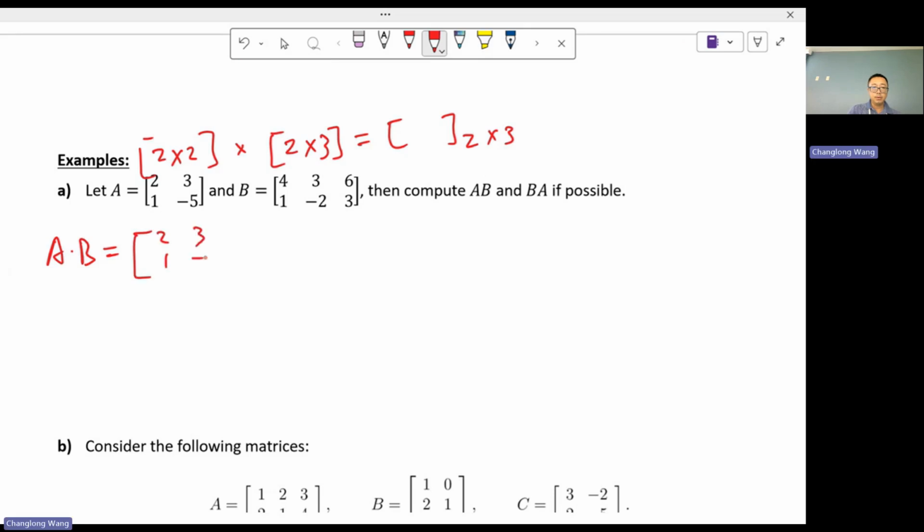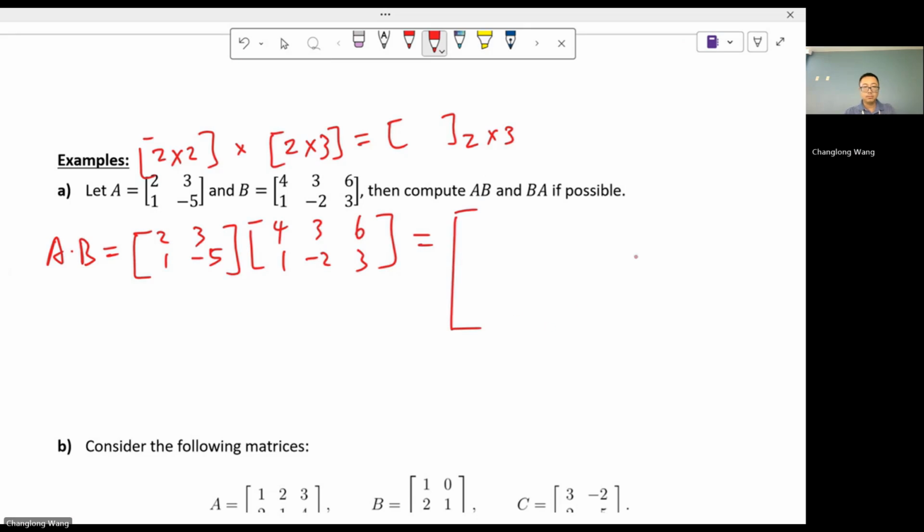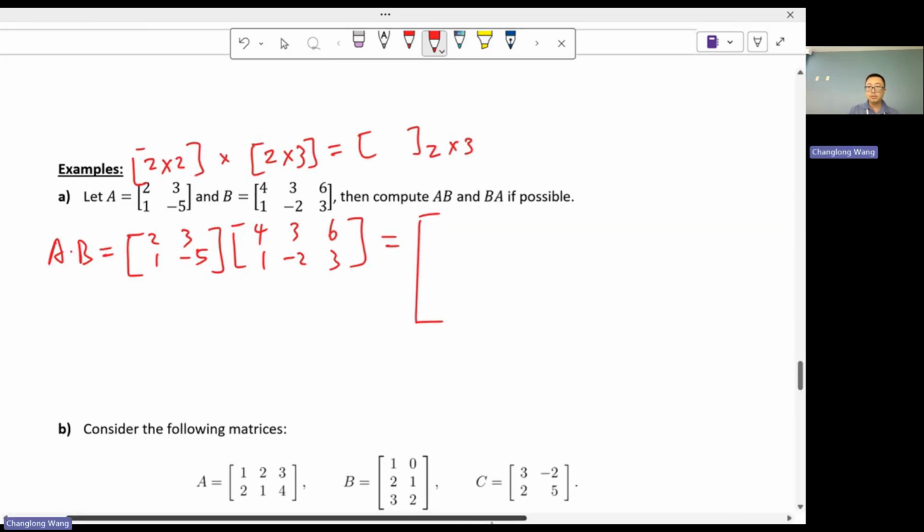Now, 2, 1, 3, negative 5, times 4, 1, 3, negative 2, 6, 3. Okay? So I need a matrix that has 6 entries, right? Because there are 2 rows and 3 columns. So now you don't have to do that, but I'll put in some divider to let you know that I need to work on all 6 entries, right? Starting from the first one.